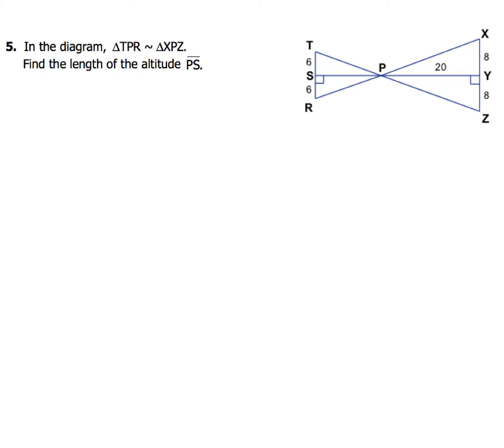Alright, so here we are with our last two examples here in section 6.3. In question number 5, we're given a diagram and we're told that triangle TPR is similar to triangle XPZ. Find the length of the altitude PS. So this piece right here, PS, that's what I have to find.